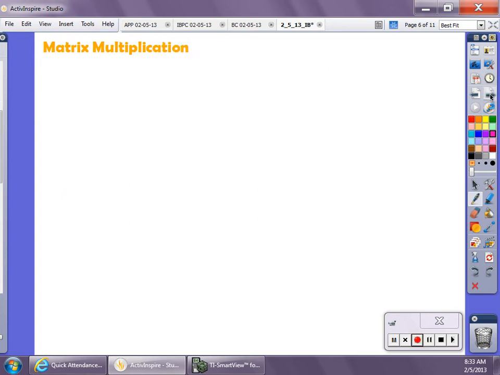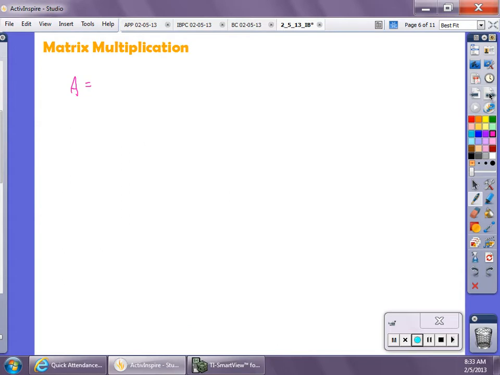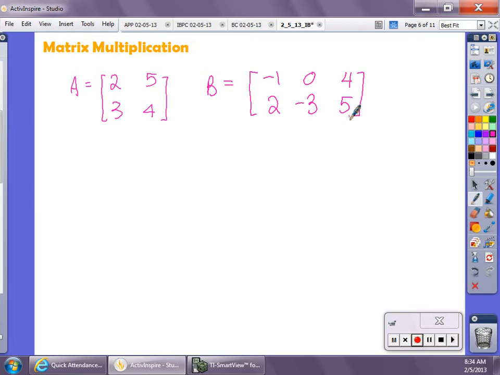So then we're going to actually do some multiplication. So let's do matrix A is equal to, actually, I guess we can just multiply. Oh, that one's really long. Let's not do that one. Let's do a much easier one. We'll do 2, 5, 3, 4. Multiply by matrix B, which is negative 1, 0, 4, 2, negative 3, 5. Random numbers that I'm picking.